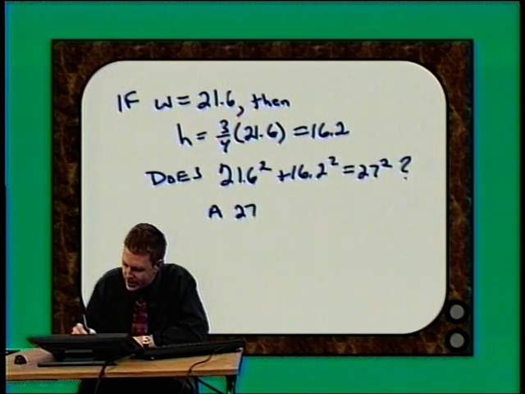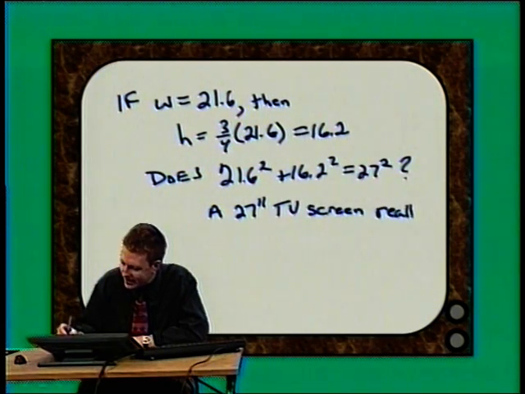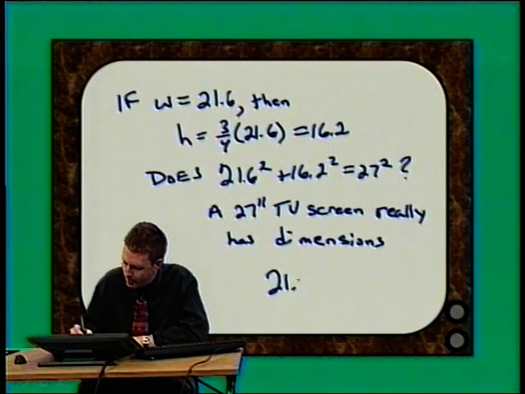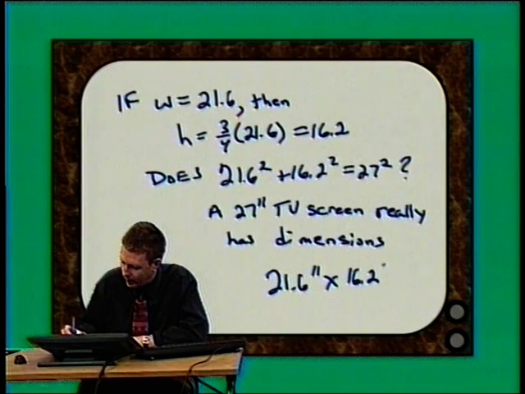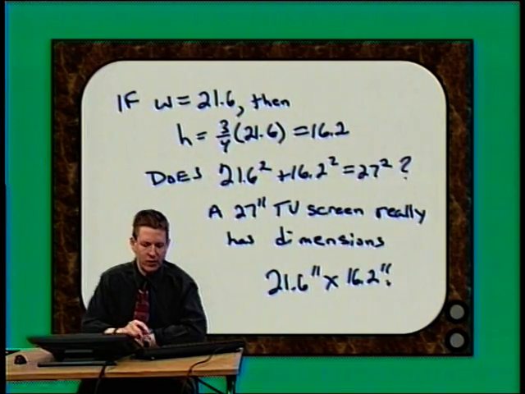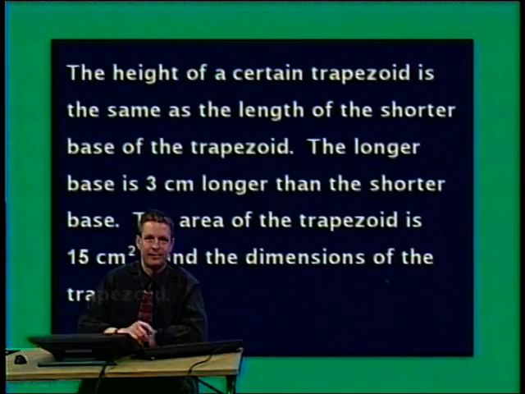A 27-inch TV screen really has dimensions 21.6 inches by 16.2 inches. Let's work one last problem.